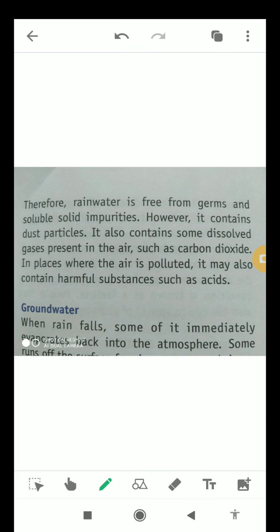Therefore rainwater is free from germs and also from soluble solid impurities. Although it contains some dust particles as well, it also contains some dissolved gases that are present in the air, such as carbon dioxide. In places where the air is polluted, it may also contain harmful substances such as acids.